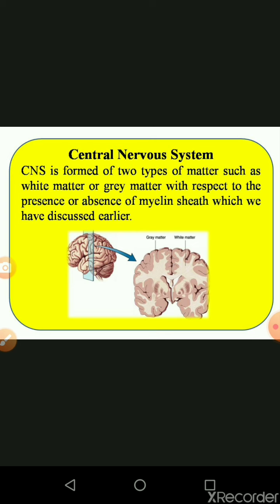The cranial cavity contains the central nervous system, which consists of two types of matter, white matter and gray matter, based on the presence and absence of myelin sheath. Last class we saw myelinated and non-myelinated neurons. The gray matter is available in the outermost surface of the brain, and the white matter is available in the innermost part of the brain.